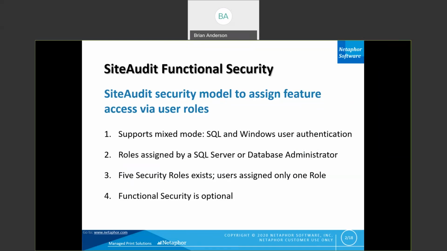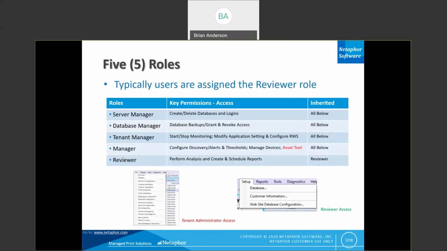There are 5 security roles, and I'm not going to go into great detail on what the capabilities of each role are, but you can go to the support portal, and there's a whole article on the specific capabilities for each of the roles. I'll show you some examples, and that'll give you an idea of what you might want to use in your environment. So functional security is optional, as I mentioned. I do want to give a little bit of information about what each role generally provides.